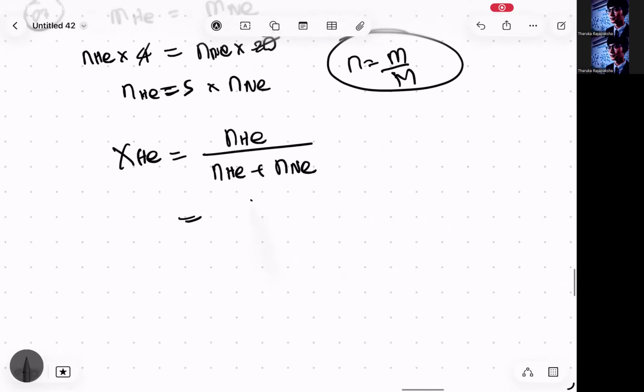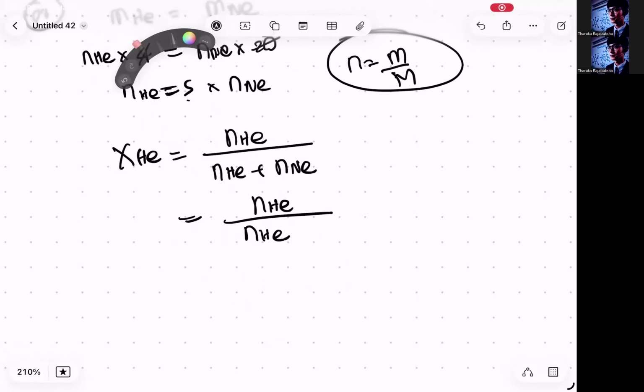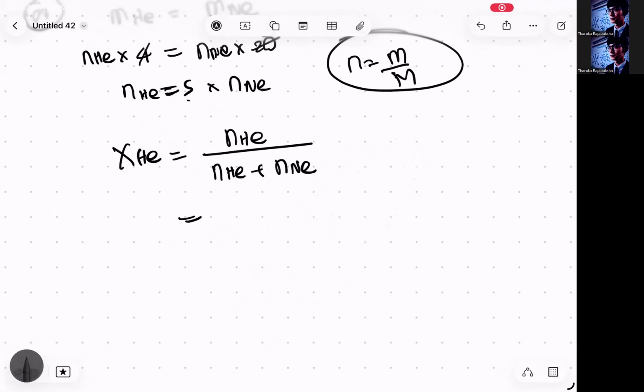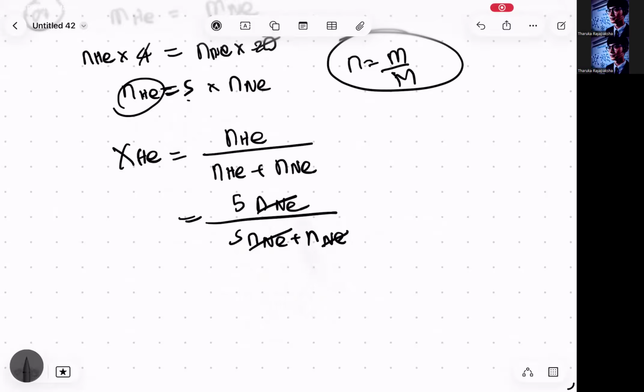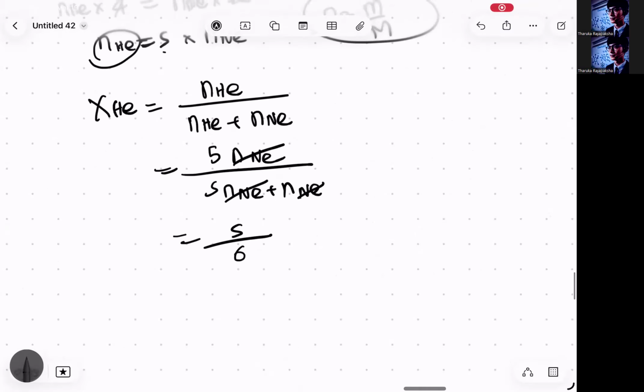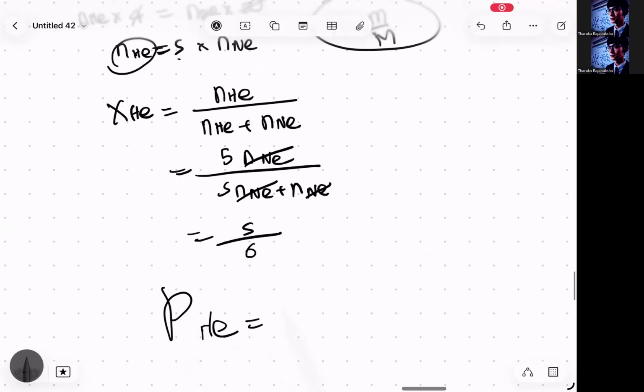Right? So number of moles of helium divided by number of moles of helium plus neon. Instead of number of moles of helium, I'm going to write 5 times n of neon, right? 5 into number of moles of neon divided by 5 into number of moles of neon plus number of moles of neon. Neon and everything will cancel off. So 5 divided by 5 plus 1 is 6. So 5 over 6. So the pressure of helium will be 5 over 6 into P. Total pressure multiplied by mole fraction.